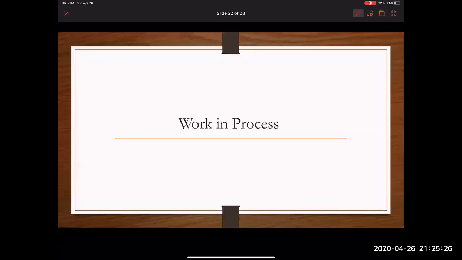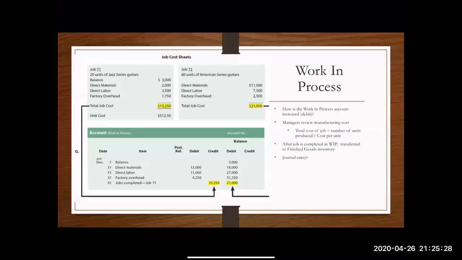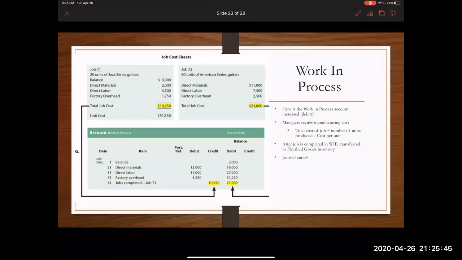All right, so work in process. Here's our work in process account. You see everything in here for all of the different work in process. Remember I said in prior videos when we were talking about work in process that it's not really necessary that every time you do a journal entry you put in the job, because here you see they have already accounted for all of the different jobs and what belongs to what.